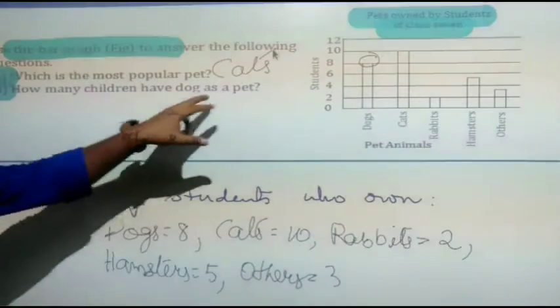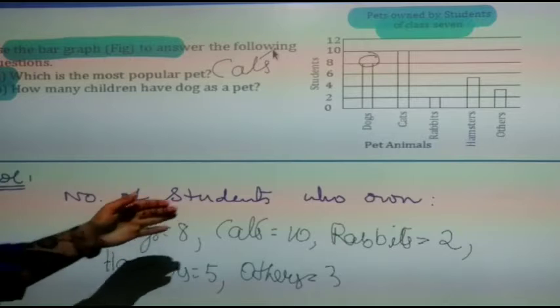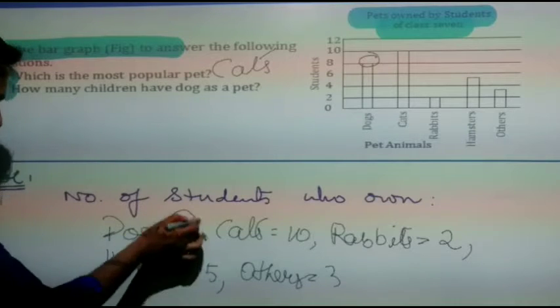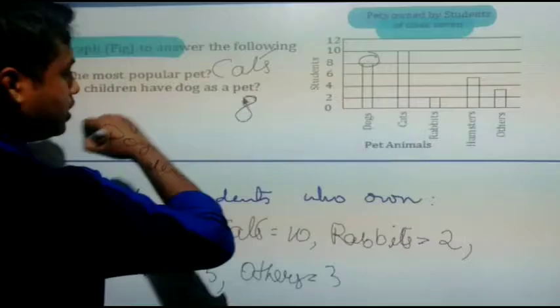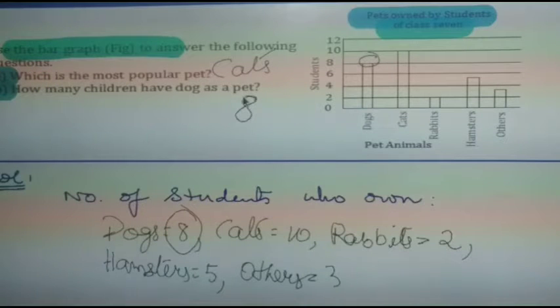How many children have a dog as a pet? You can see the answer. It is 8. So you have to answer this as 8.